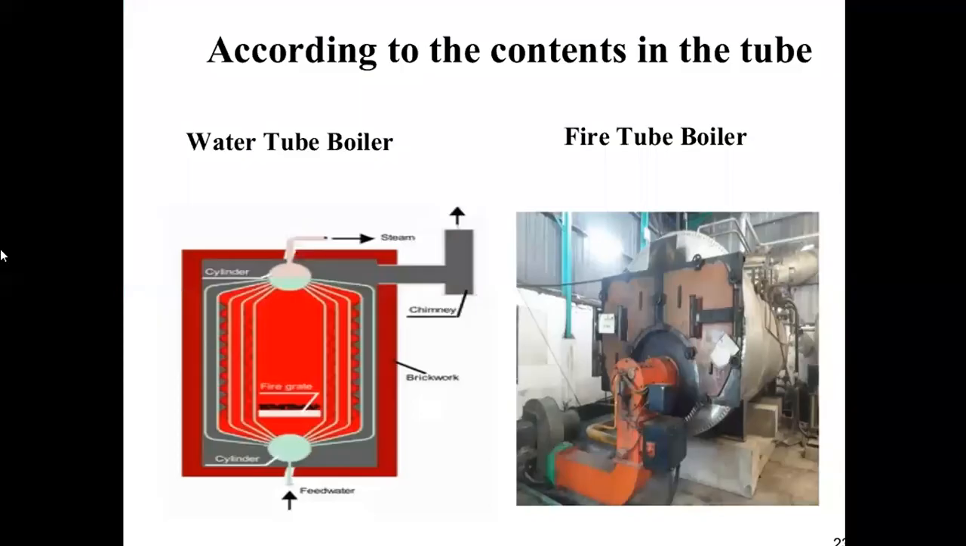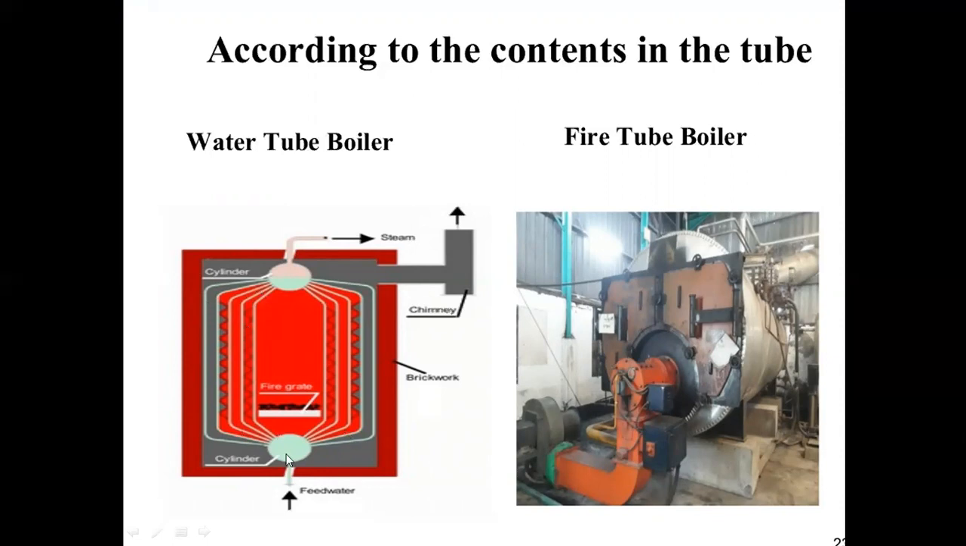Then, according to the content in the tube, there are water tube boilers and fire tube boilers. So this is a figure for a water tube boiler. Here we are supplying the feed water to the cylinder. The cylinder has the water tubes. These white colored ones are the water tubes, and there are a number of tubes.